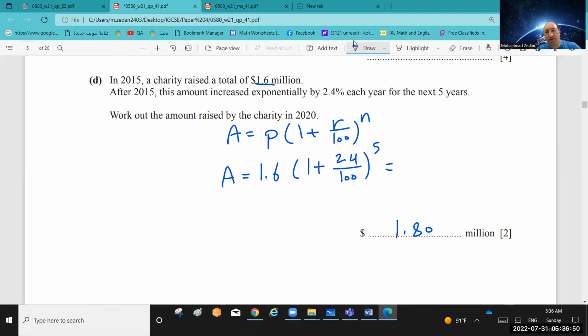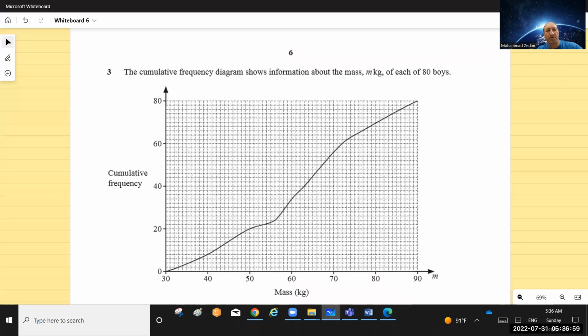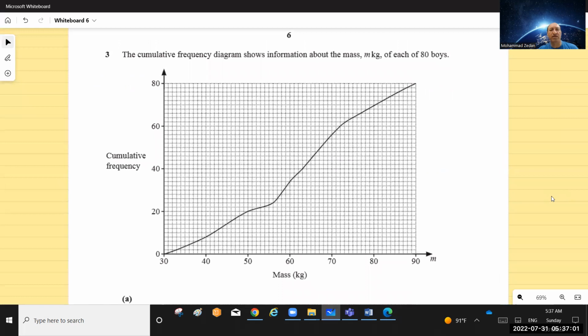Come now to question number 3, this about a cumulative frequency curve. Let me solve it here with you on this page. The cumulative frequency diagram shows information about the mass m kilograms of each of 50 boys. Oh, sorry, 80. The number of observations N is 80, and this is a mass in kilograms.